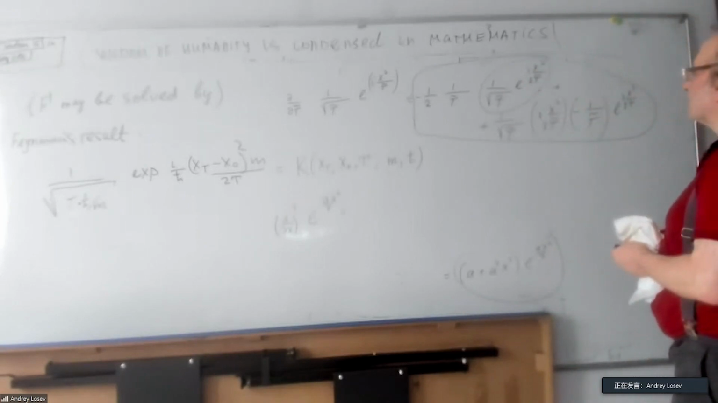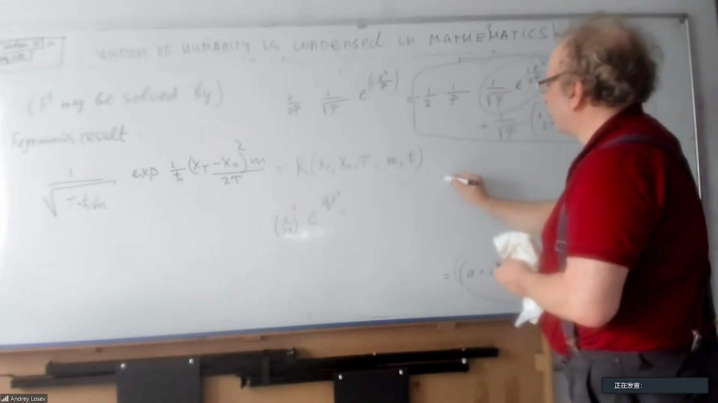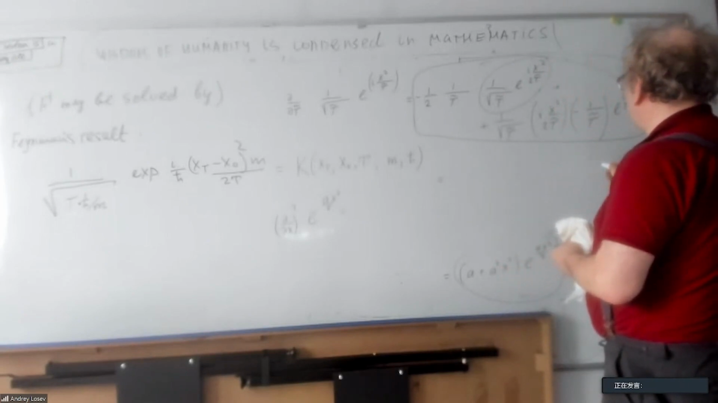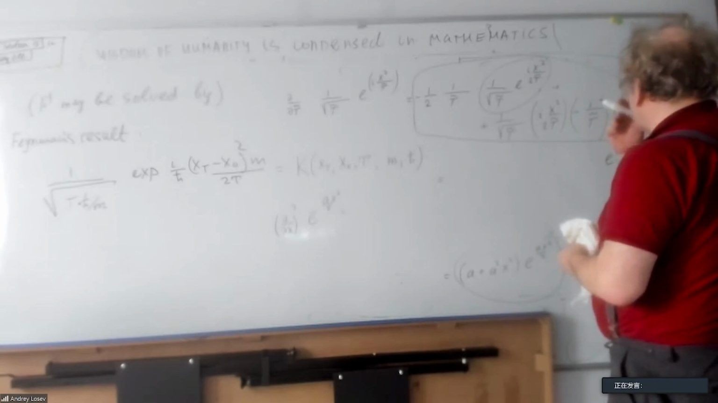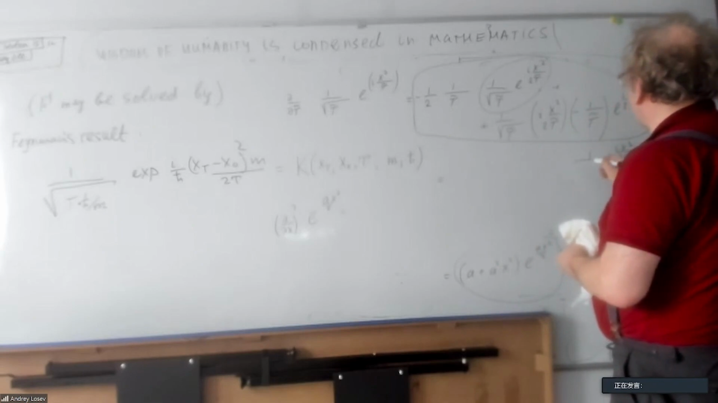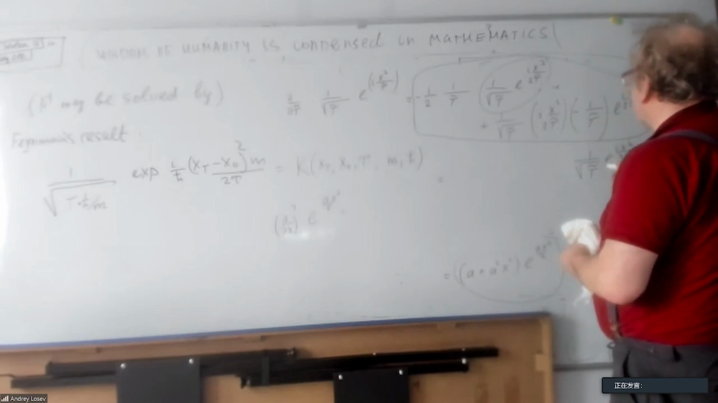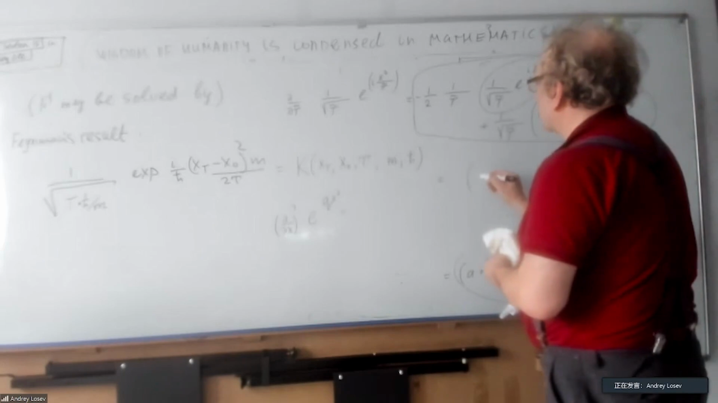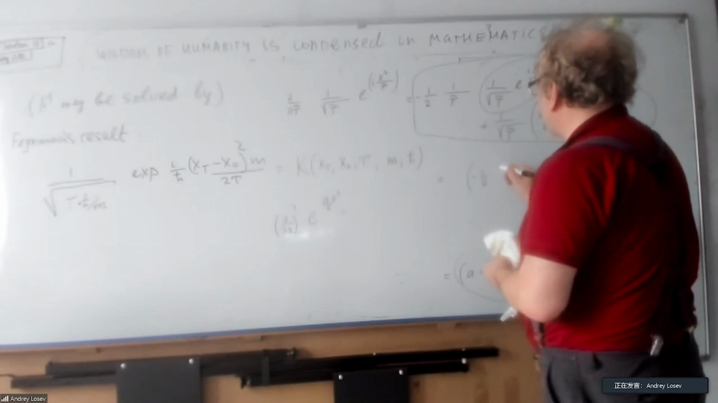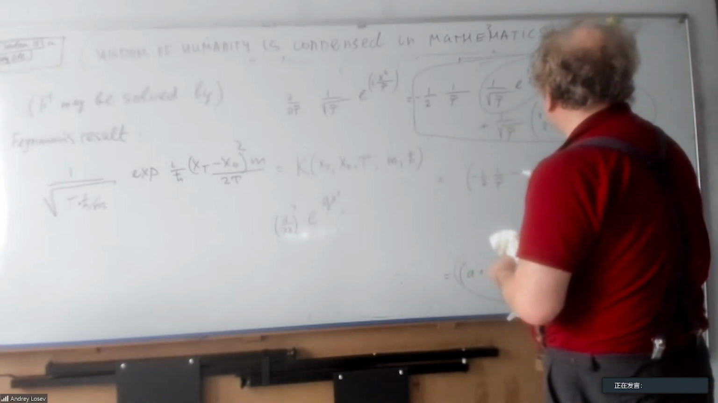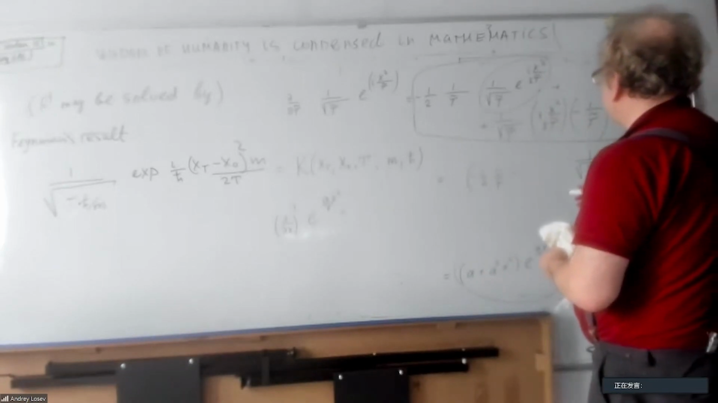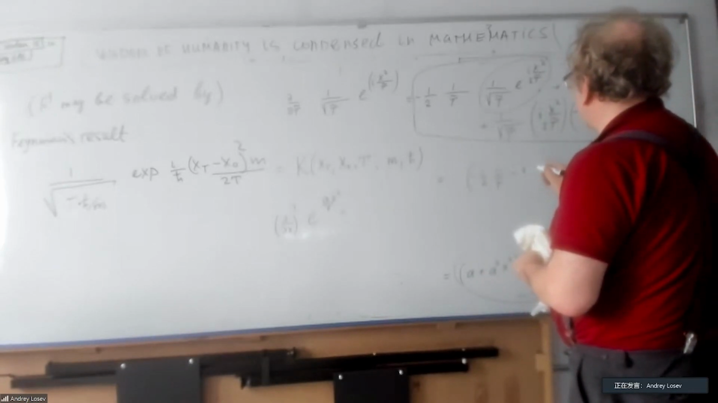I'm taking this thing out. And here I have minus 1 over, half, 1 over t tilde, minus i x squared.